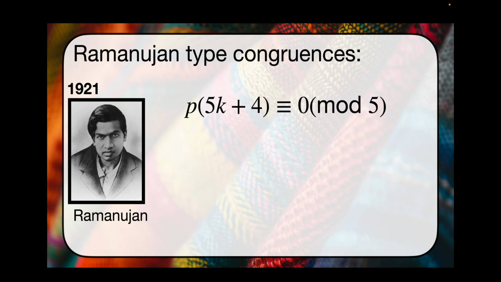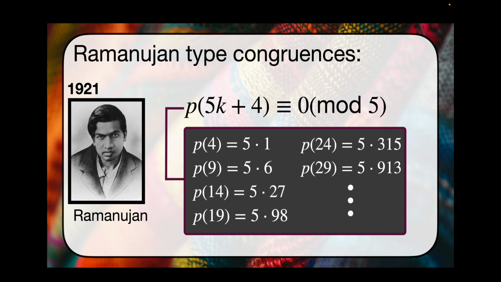So maybe the most famous Ramanujan type congruence is that P of 5k plus 4 is congruent to 0 mod 5. So that means anytime you've got a number that's of the form 5k plus 4, for instance, 4, 9, 14, 19, 24, so on and so forth, the number of partitions of that number is a multiple of 5. So that's how we read that. And here you can see this worked out explicitly.